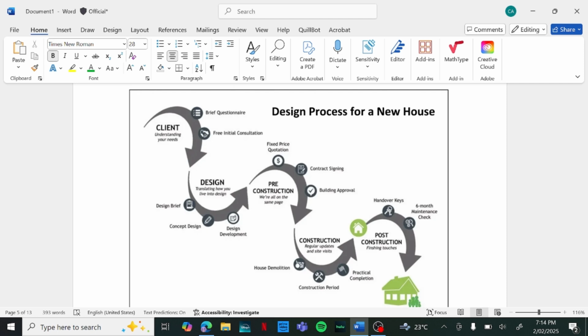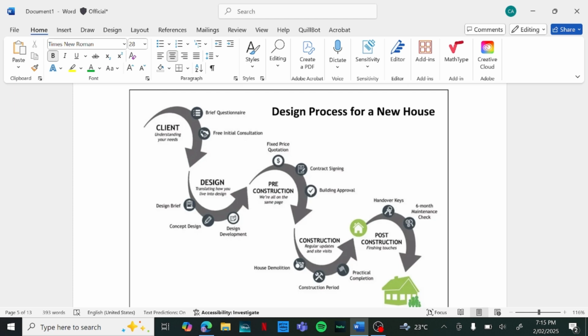Hey Siri, please set a timer for 40 seconds. 40 seconds. The image shows the design process for a new house, beginning with the client stage down to the post-construction stage. In the initial stages, the constructors meet with the client and understand their needs, and then they begin the design and develop concepts, and then a contract is signed and a price is fixed for quotation.